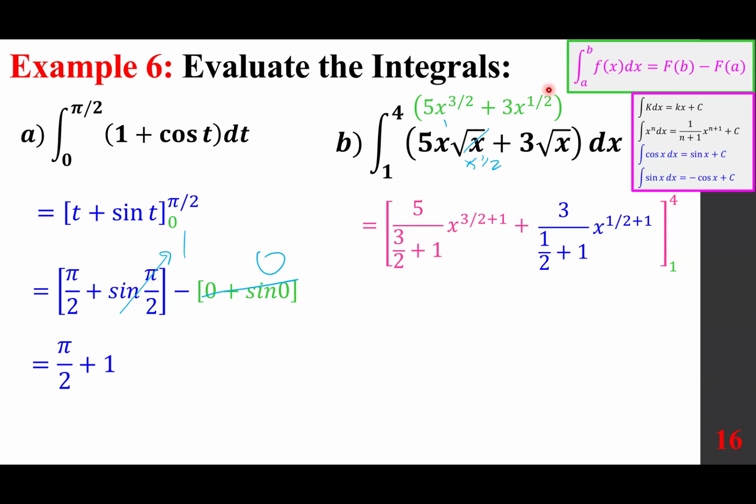So what do we do? We say 3/2 and 1. Okay, let's call it 5/2. 5 over 5/2 is 2. 3/2. 3 over 3/2 is 2.